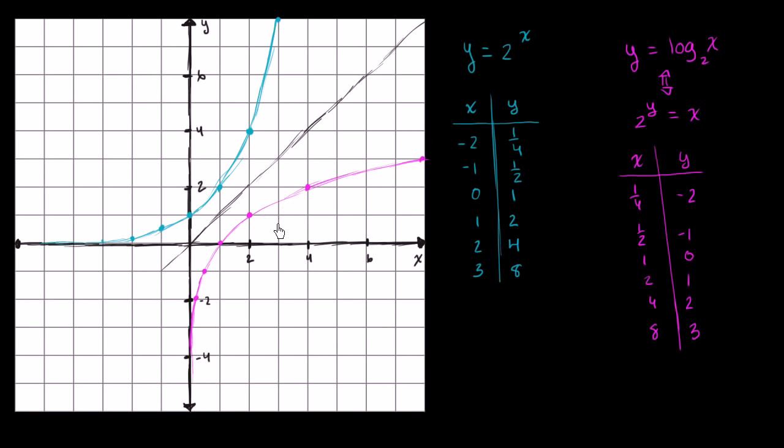So the whole point of this is just to give you an appreciation for the relationship between an exponential function and a logarithmic function. They're essentially inverses of each other, and you see that in their graphs. They're reflections of each other about the line y is equal to x.